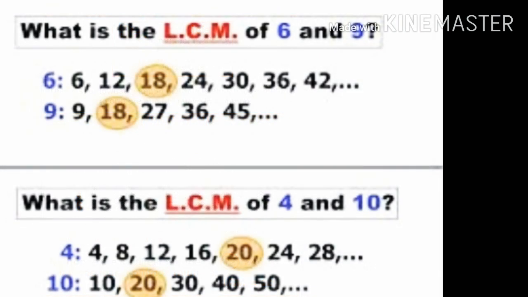Okay. Let's understand it with the help of some more examples. What is the LCM of 6 and 9? First we write the multiples of 6 and 9 respectively, and we see that 18 is the lowest common one in 6 and 9. So 18 is the LCM of 6 and 9. What is the LCM of 4 and 10? Again we observe that 20 is the lowest common multiple. So LCM of 4 and 10 is 20.